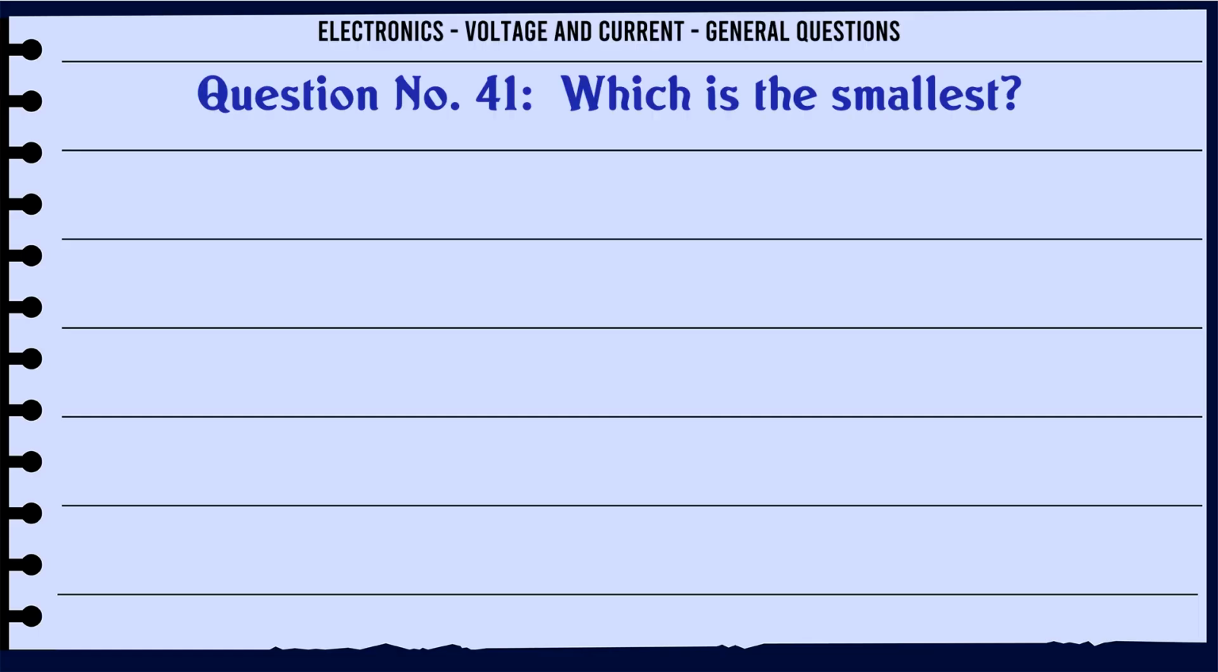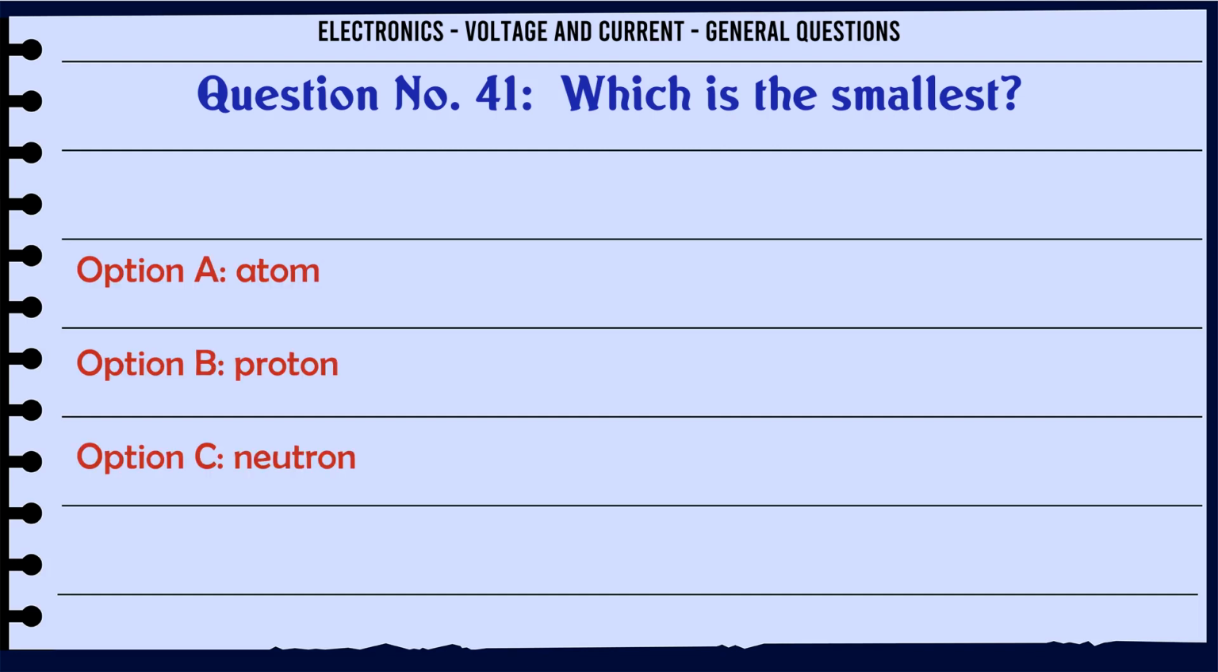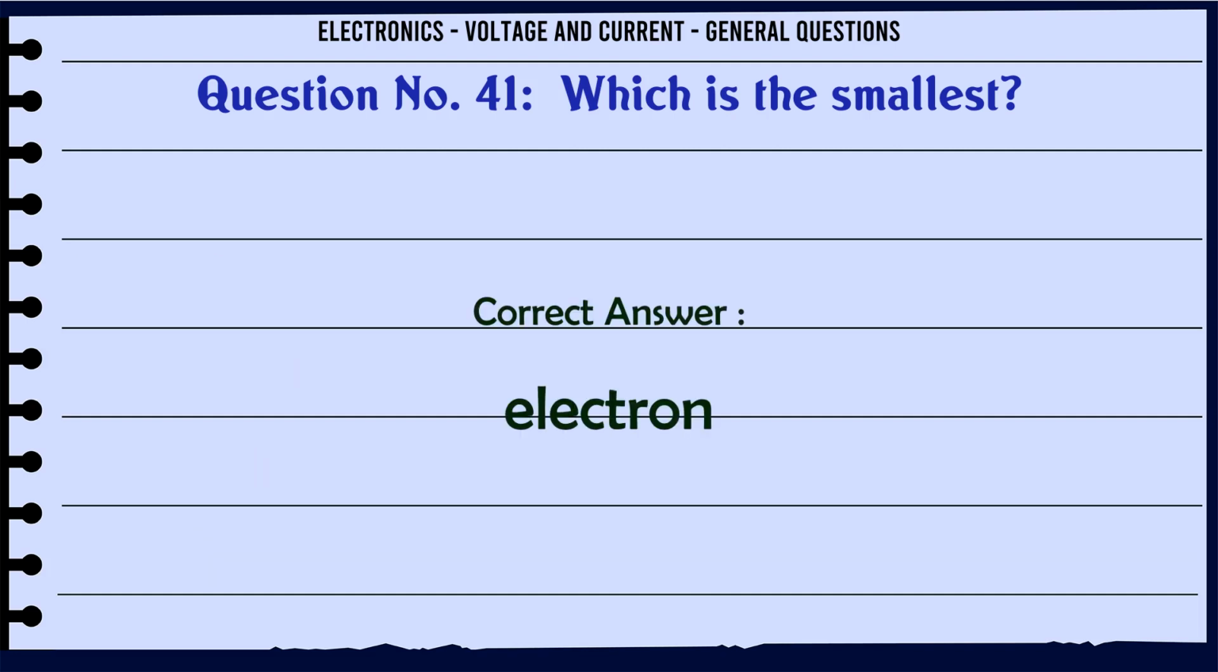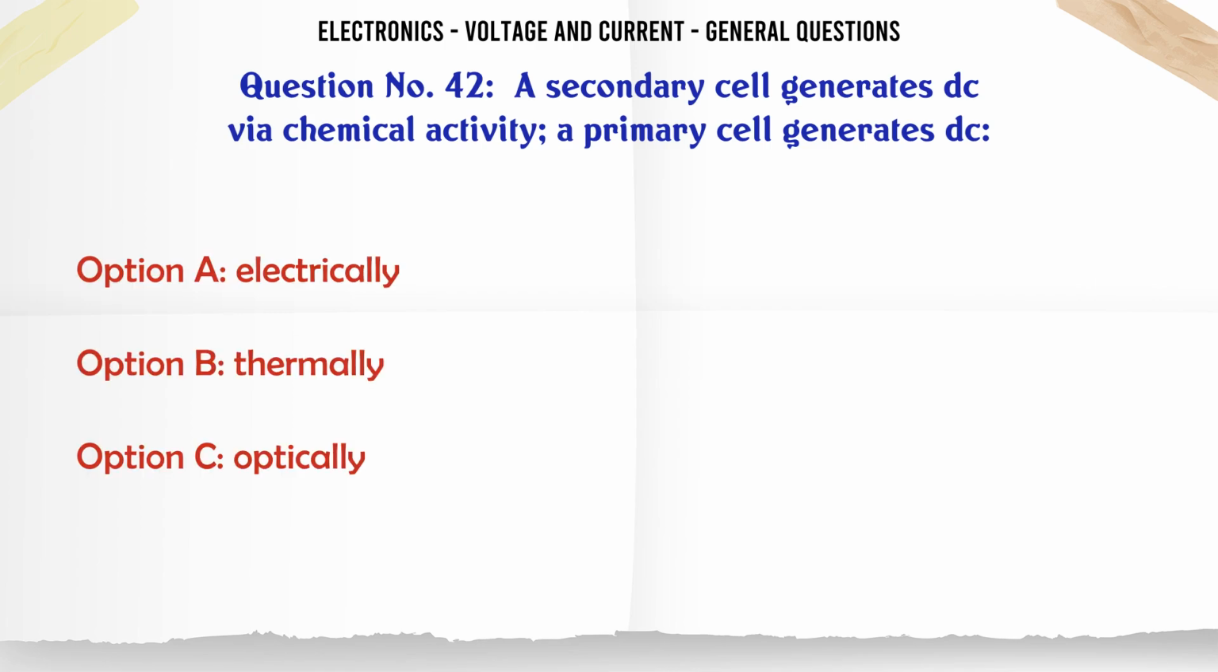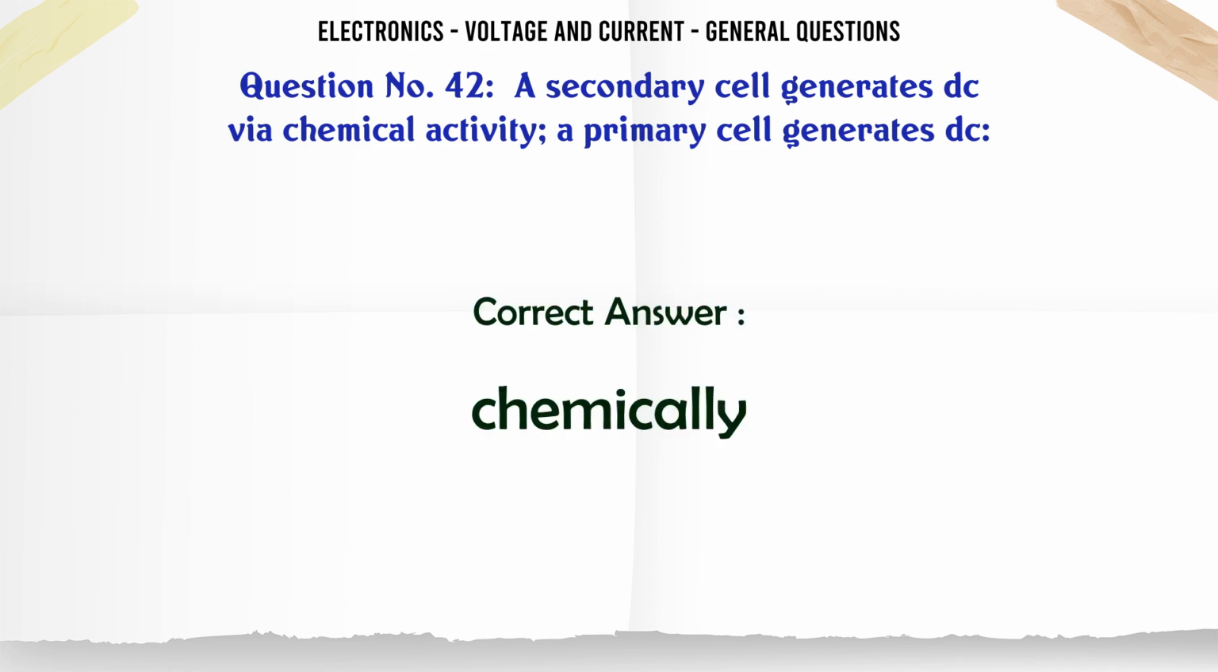Which is the smallest? A. atom, B. proton, C. neutron, D. electron. The correct answer is electron. A secondary cell generates DC via chemical activity. A primary cell generates DC A. electrically, B. thermally, C. optically, D. chemically. The correct answer is chemically.